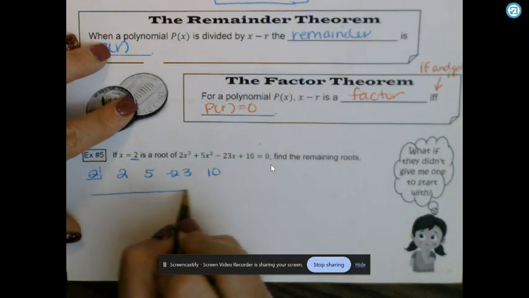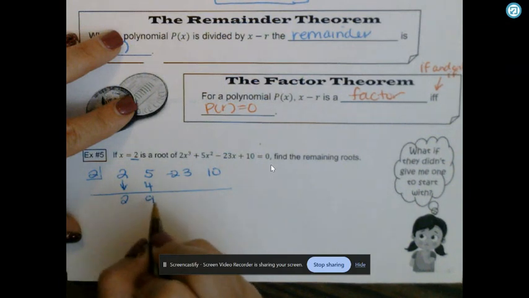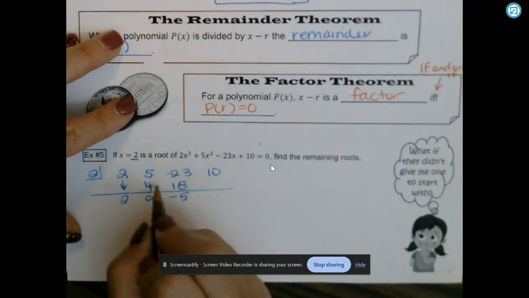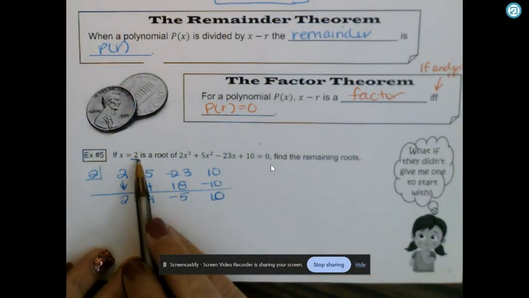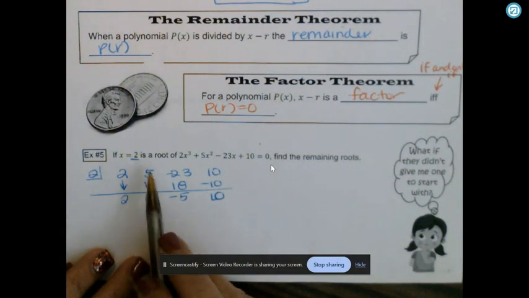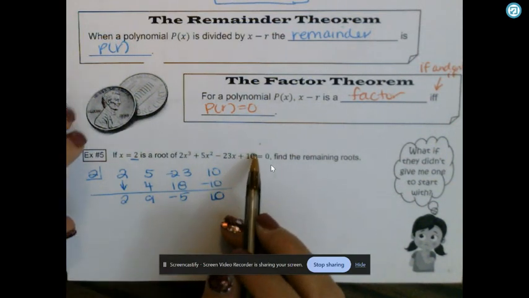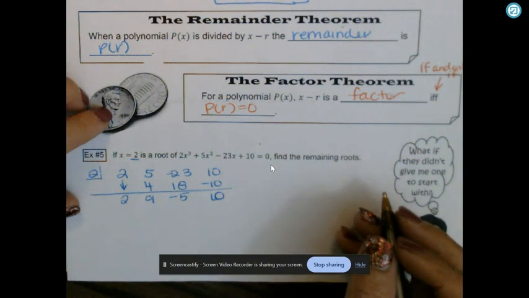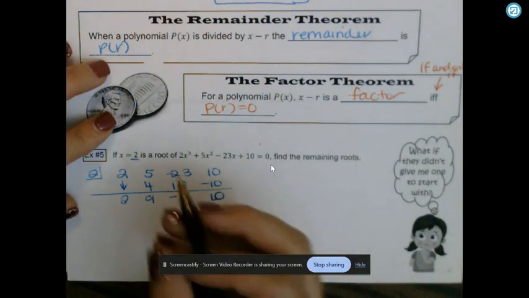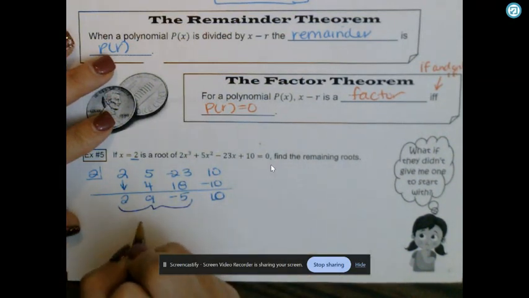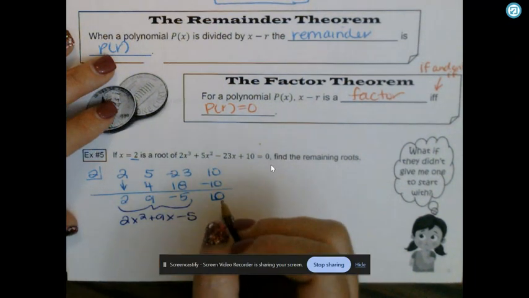All right, let's see what we got. Bring it down, bring it down. 4, add, that's 9. 18 is -5. Negative 10 is 0. Okay, cool. So because it gave us a 0, we do know that that 2 is a root of this polynomial. Now we need to find the remaining roots. Okay, well, a couple of ways we can do that. Let's look what we got here. Okay, this is going to give me 2x squared plus 9x minus 5.